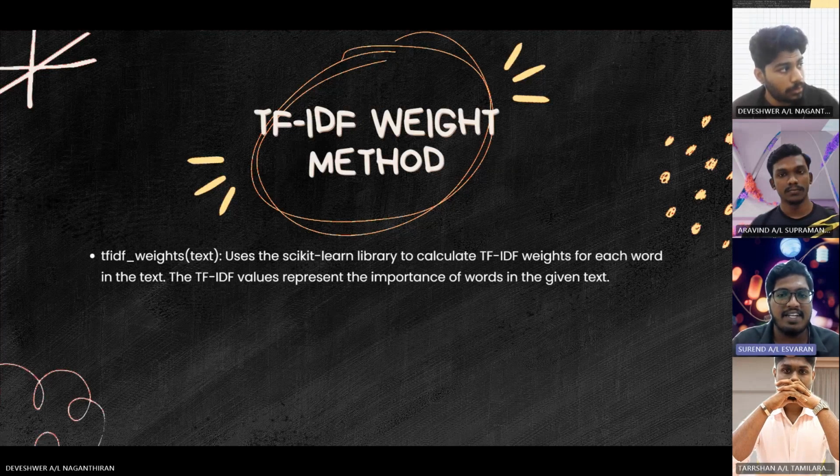For the TF-IDF weight method, we use the scikit-learn library to calculate the TF-IDF weight for each word in the text. The TF-IDF value represents the importance of the word in the given text.